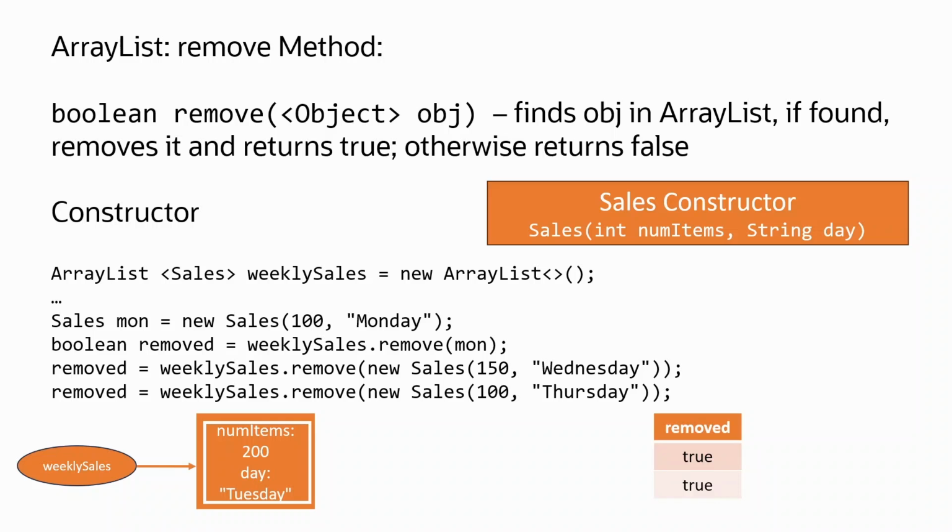If now we say removed equals weeklySales.remove(new Sales(100, Thursday)), Thursday won't be found in the list and false will be returned.